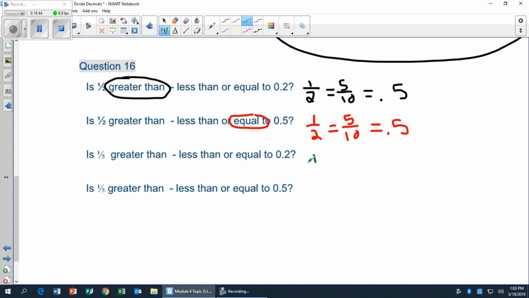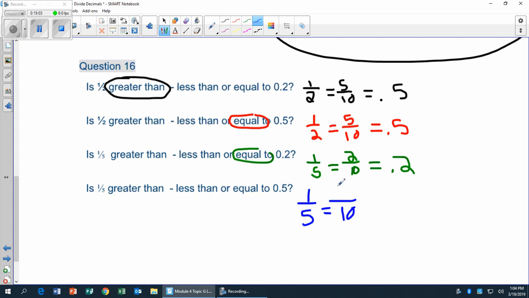So now we have 1/5 and 1/5. When we turn it to tenths, it's 2/10, and 2/10 and 2/10 are equal. And then again, I have 1/5, and this is 10, and it's 2/10. We end up with 2/10, and 2/10 is less than 5/10.